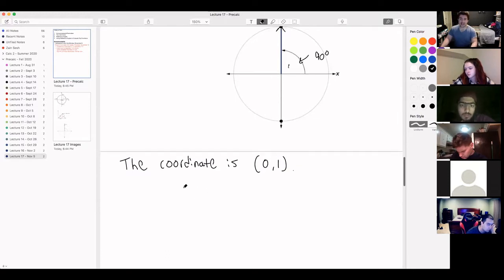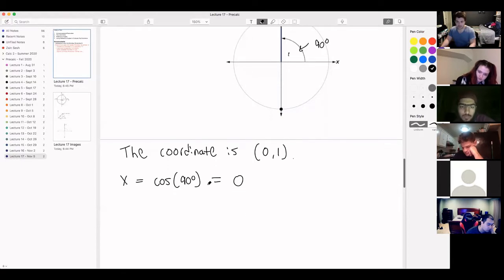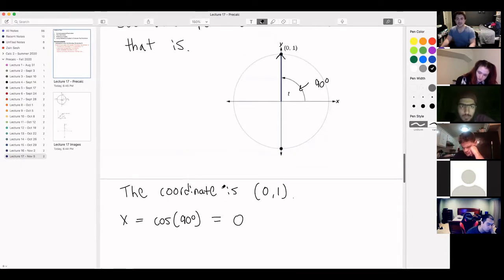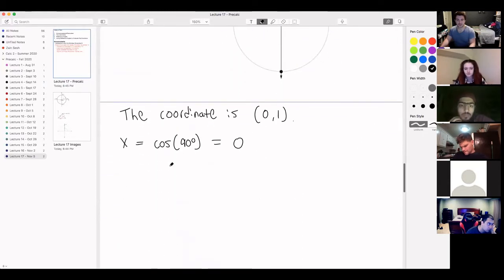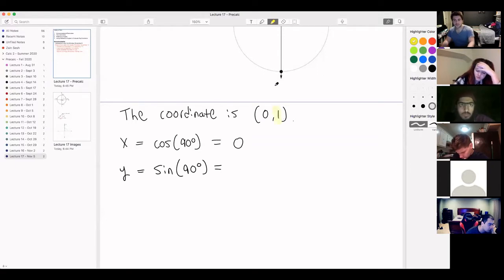Now we know by the theorem that x will be equal to cosine of 90 degrees. But what is x here? It's 0. So cosine of 90 is 0. Remember, we know that x is equal to cos theta and y is sine theta. We're doing theta to be 90 degrees here. Now y, by the theorem, is sine of 90 degrees. And what's the y coordinate here? Well, it's 1.